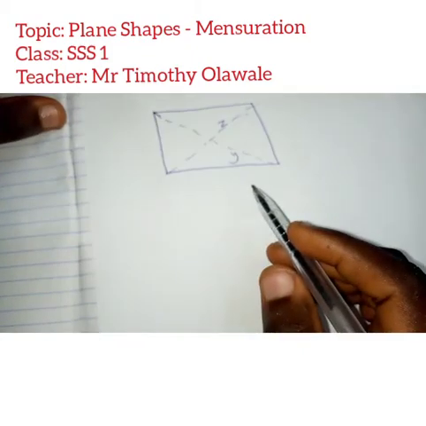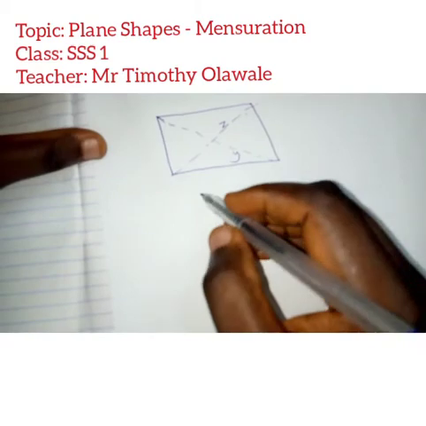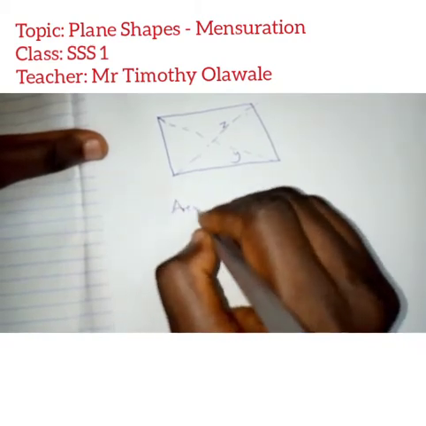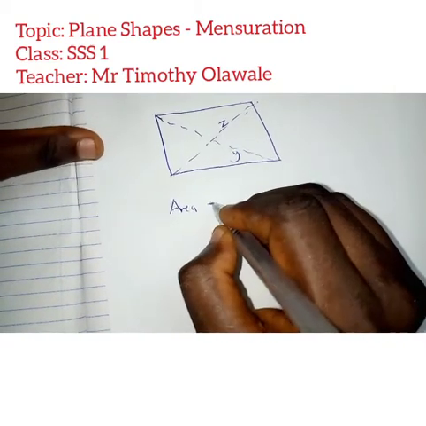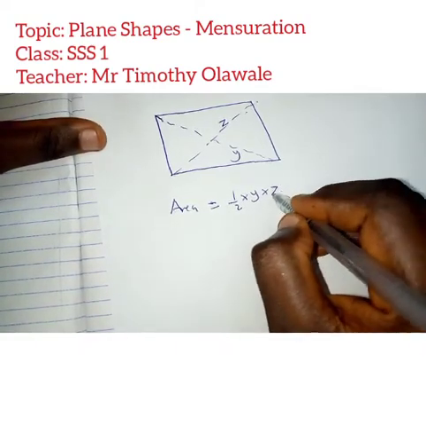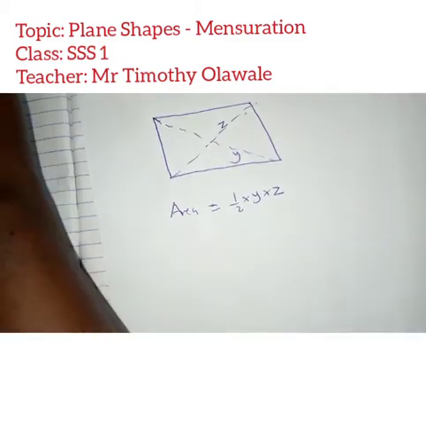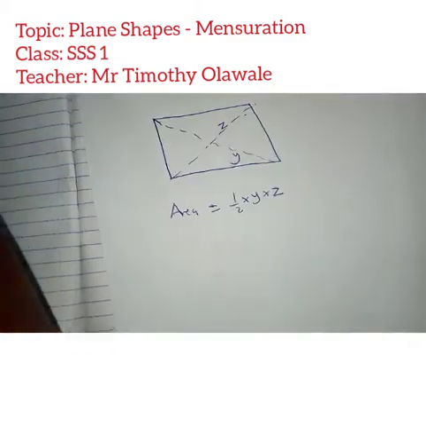Now please pay attention to this. We say that the area of a rhombus equals half times y times z. Half times y times z. Is that clear?